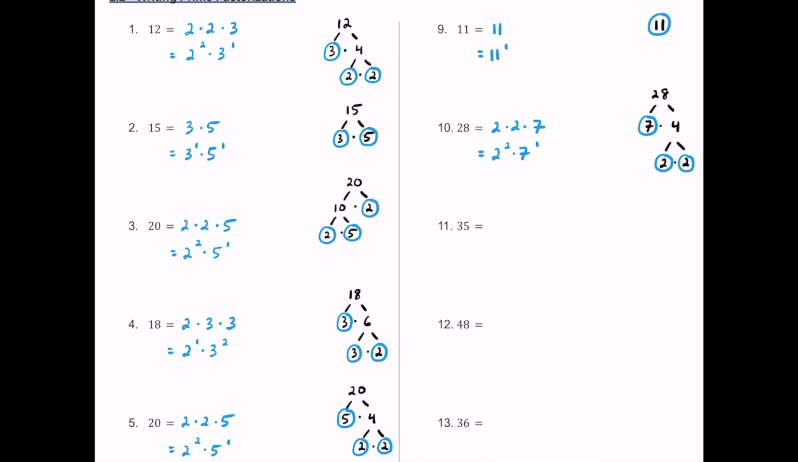For number 11, we have the number 35. So 35, I'm thinking 7 times 5 is 35. And I think those are both prime, so I'm going to circle both of those. So the prime factorization for 35 is just 7 times 5, using exponents just 5 to the first power times 7 to the first power.